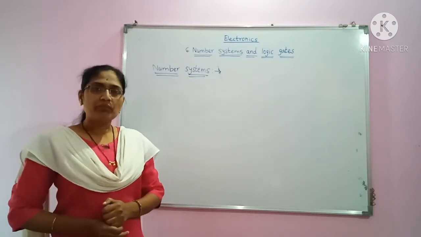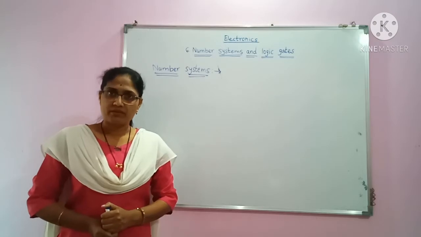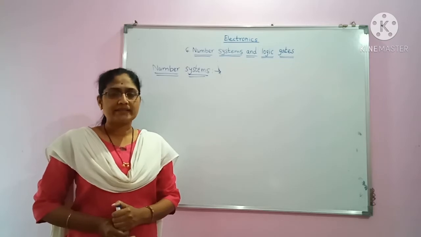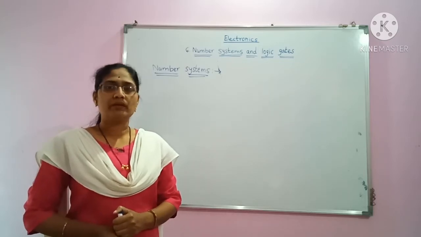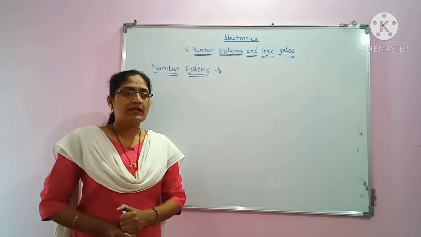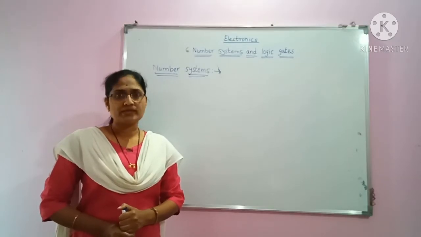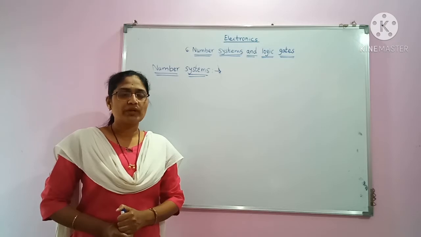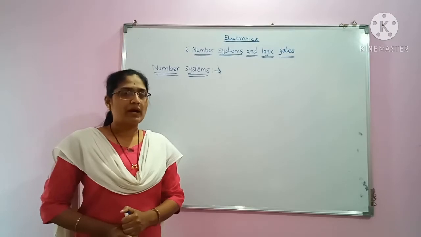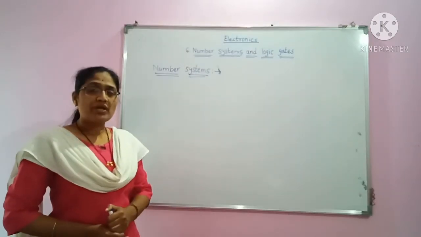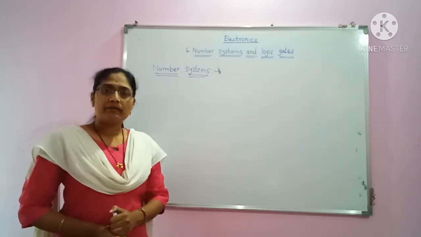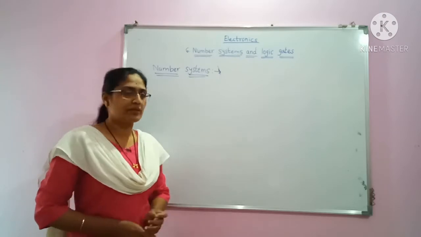Like the decimal number system, there are other number systems also, such as the octal number system, binary number system, and hexadecimal number system. All these number systems are very useful in logical operations and in applications such as digital computers. So there is a necessity to learn these number systems. One by one we will learn them, and initially we will start our chapter by understanding the decimal number system.